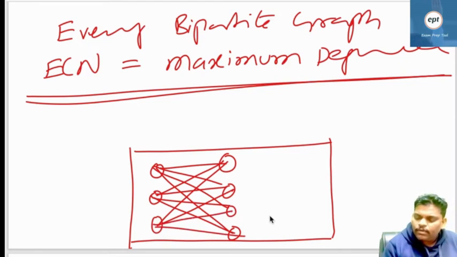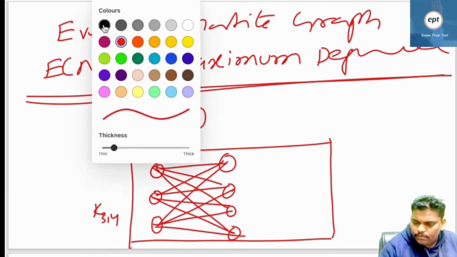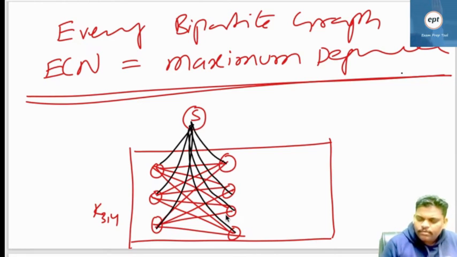It is K3,4. This diagram everyone knows, K3,4 it is. Let's take one more new vertex and add it to everyone. Manually this topic is very dangerous.